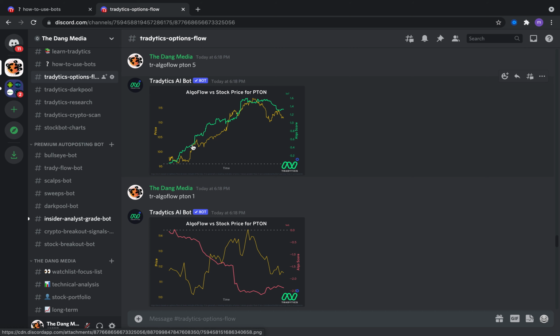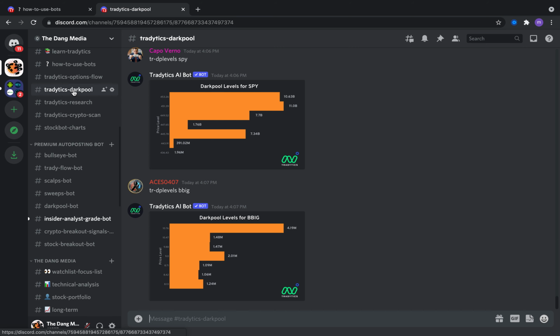And then like I said as well, I always like to check the 5-day first, and then I zoom in on the 1-day and then the 2-day. Usually after that, it's not really needed, but you can check like the 3-day or 4-day as well. But 5-day, 1-day, and sometimes 2-day is what I like to use. So that's Algo Flow.